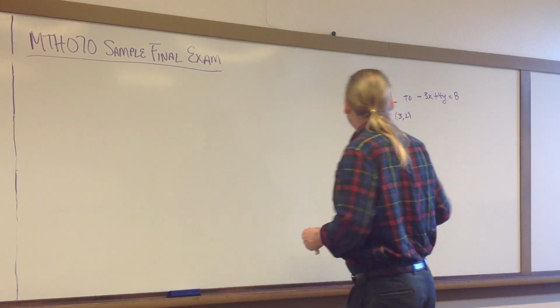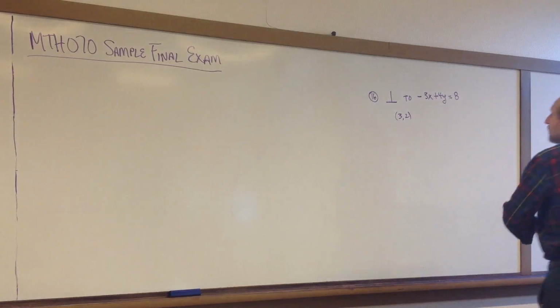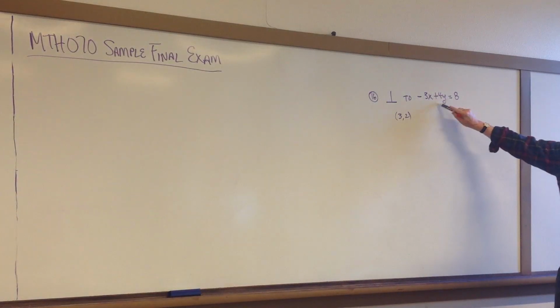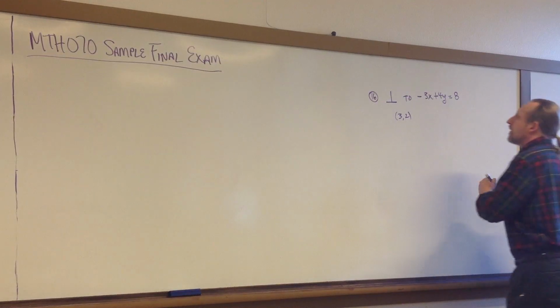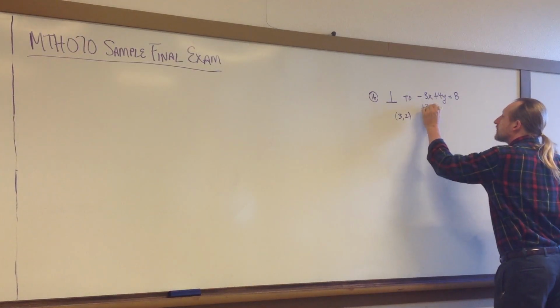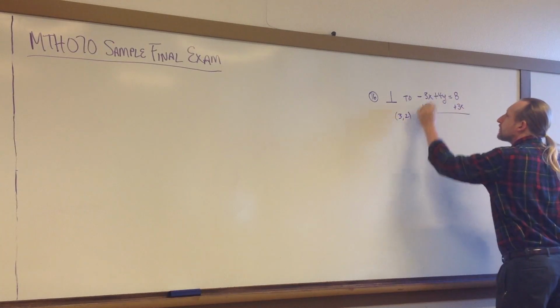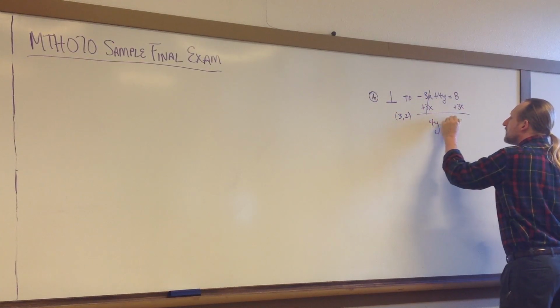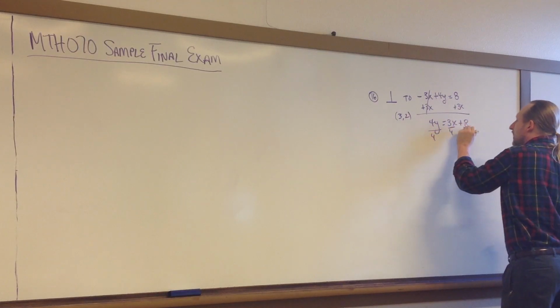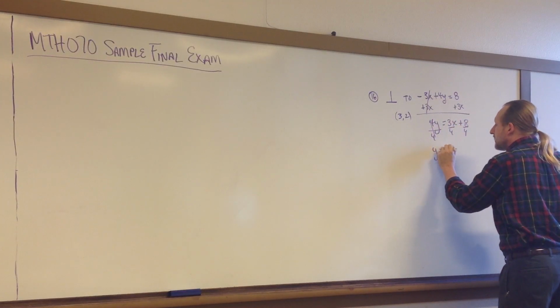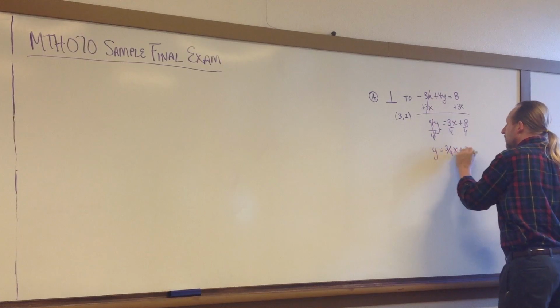All right. Well, first of all, let me get the y by itself over here, because we need to know the slope of this line so we can know the slope of the line that's perpendicular to it. Okay, so let's get there first. So first we'll get the y by itself. Divide everything through by 4. Y equals 3/4 x plus 2.